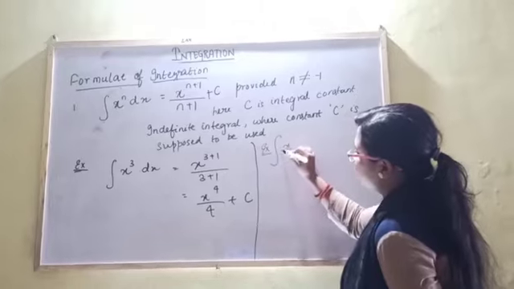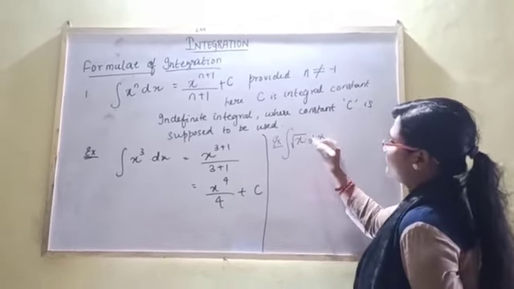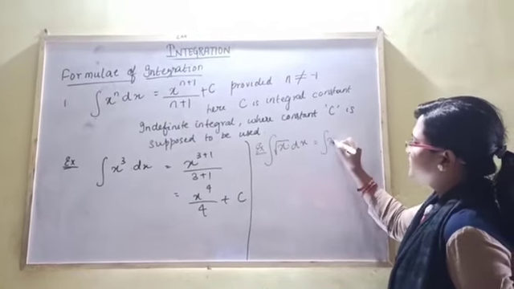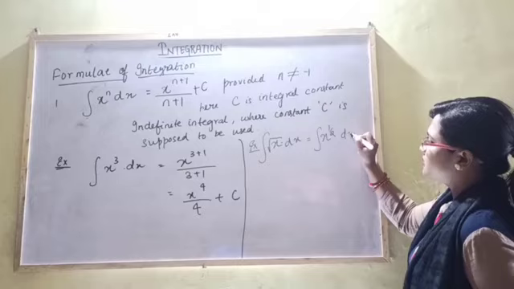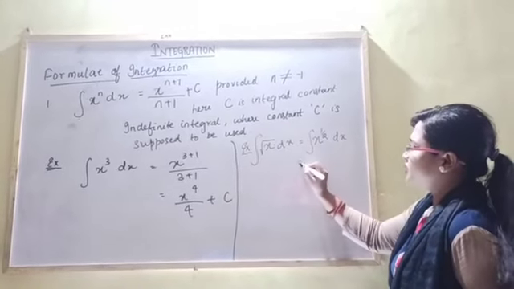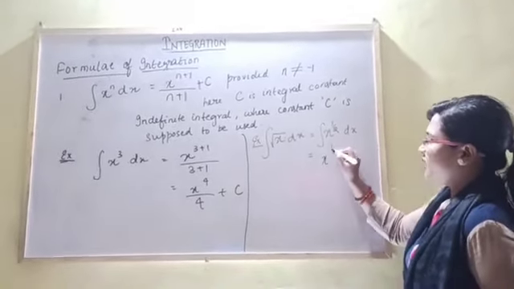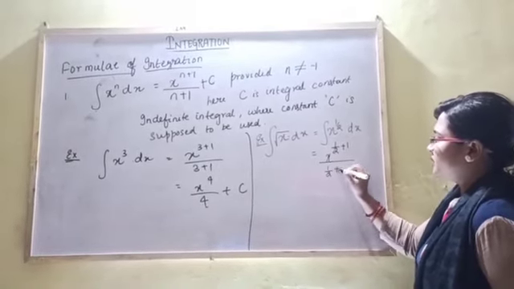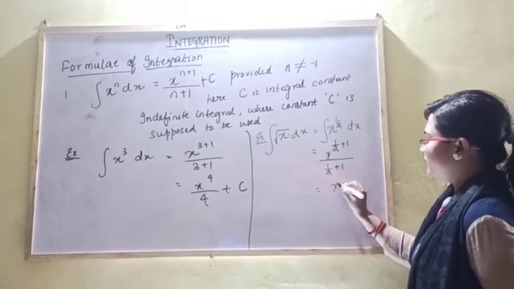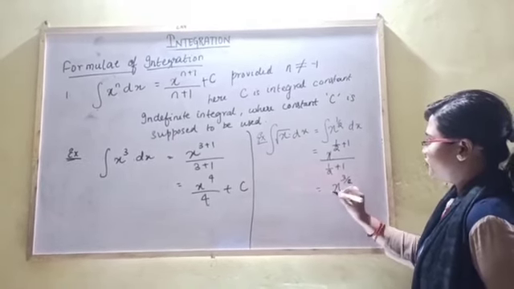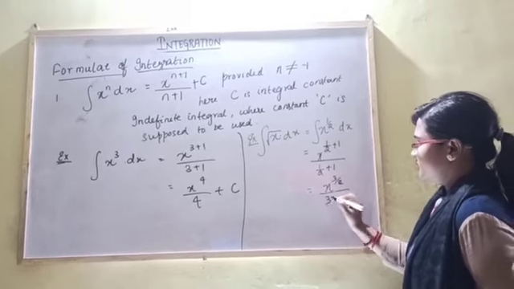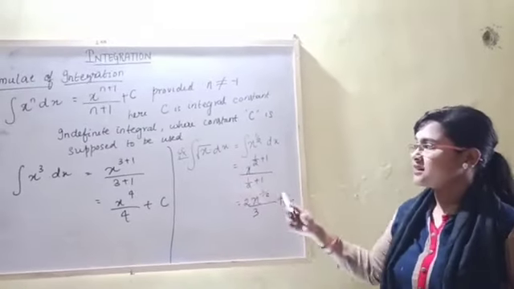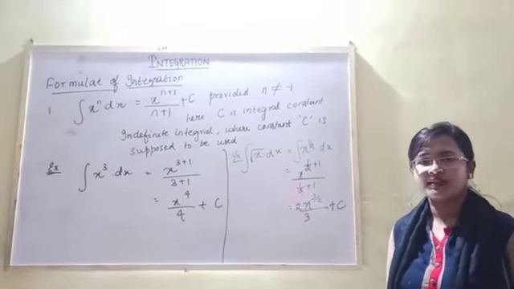Integration of root over x dx. We know root x can be written as x to the power half. Clear? So it is equal to x to the power half plus 1 divided by half plus 1. That is equal to x to the power 3 by 2 divided by 3 by 2, plus c. Clear? These are some examples regarding the first formula.